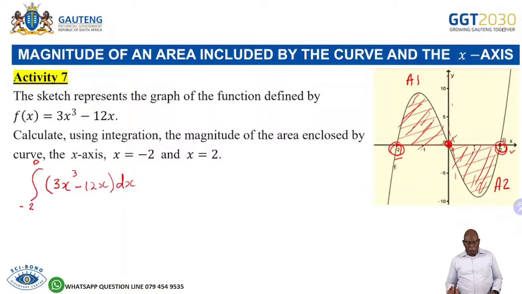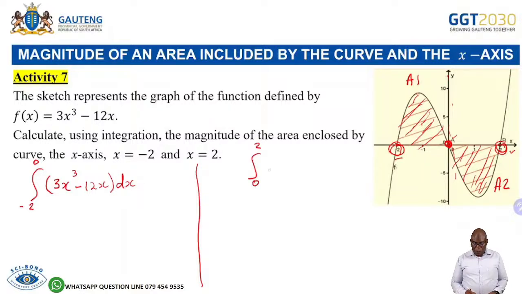The other one that I'm going to do will be, the upper part is 2, the lower part is 0. So same thing, the integral of 3x cubed minus 12x dx. So I'll do two of them.